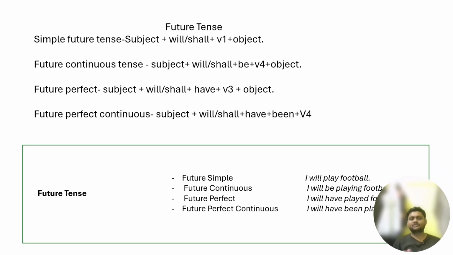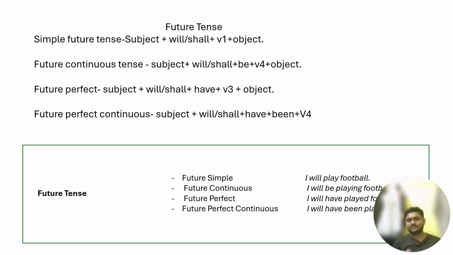Then we have future continuous tense. Its structure is subject plus will/shall plus be plus V4 plus object. Its example would be I will be playing football.